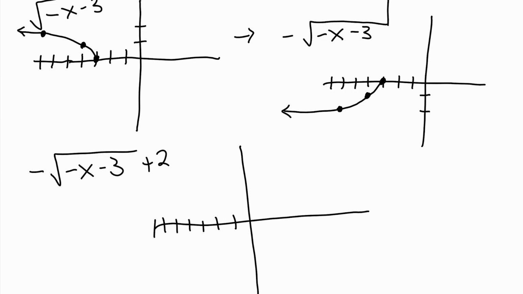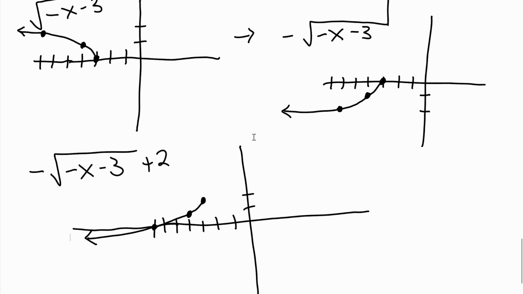So we have negative 3, 0 going to negative 3, 2. And then we have negative 4, 1. And negative 7, 0. Okay, so it'll look something like that. Kind of slanted the x-axis there, but it'll look like that. Okay.